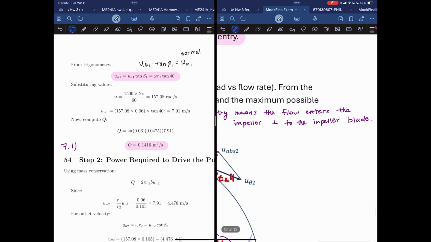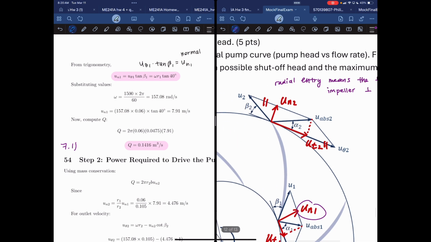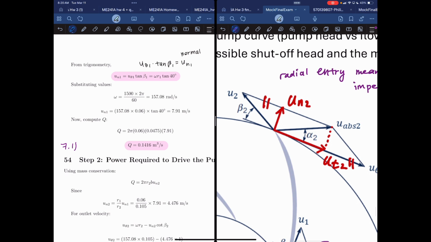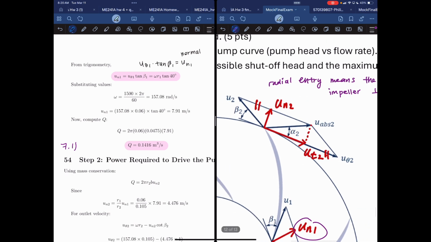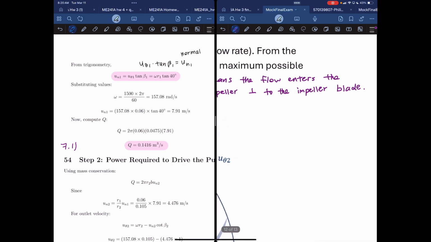Okay, so if it wasn't radial, we would need to account for an initial tangential component. But since we don't have an initial tangential component, we first look at the normal and then we relate it to the tangent. So I'll add some notes on that so I don't confuse you.